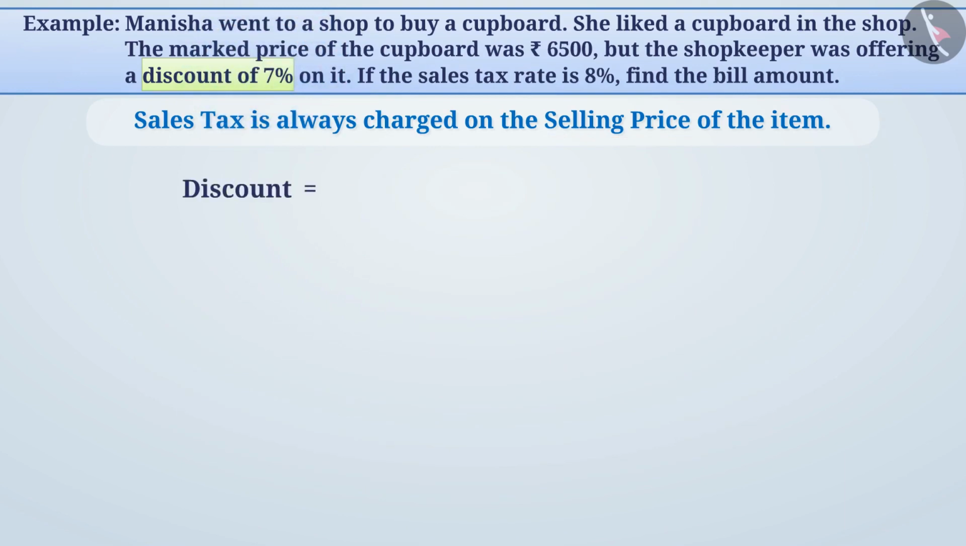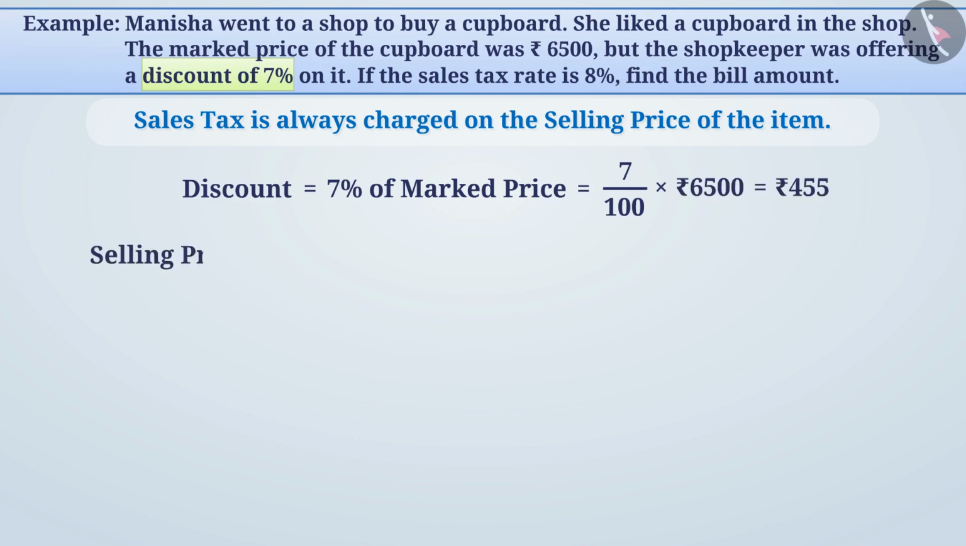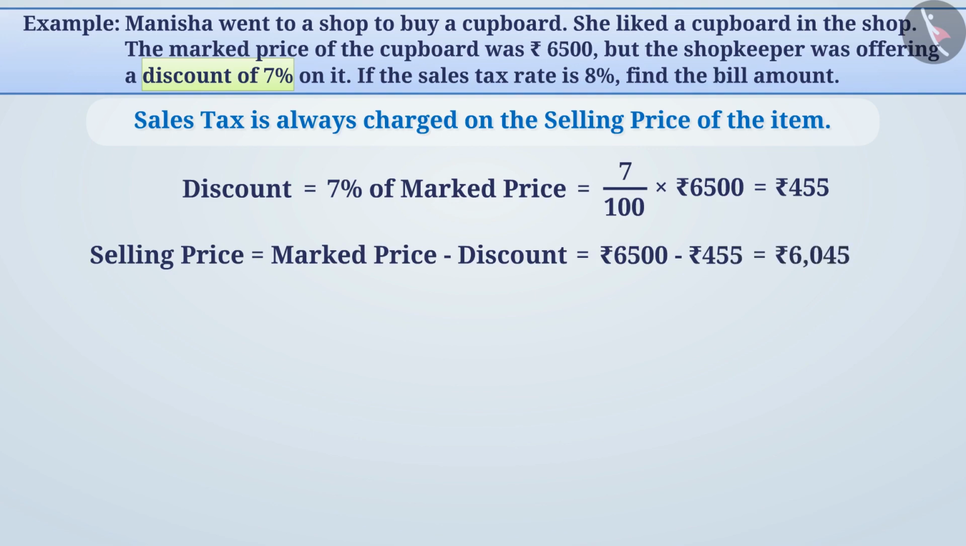Discount is equal to 7% of marked price, is equal to 7 divided by 100 multiplied by 6,500 rupees, is equal to 455 rupees. In this way, the selling price is equal to marked price minus discount, is equal to 6,500 rupees minus 455 rupees, is equal to 6,045 rupees.